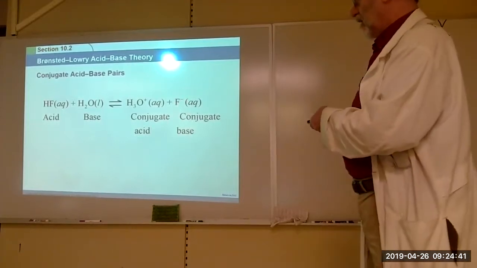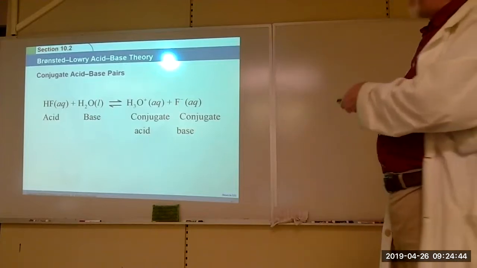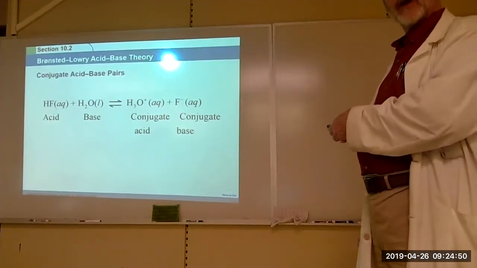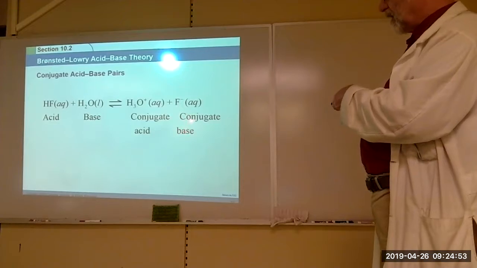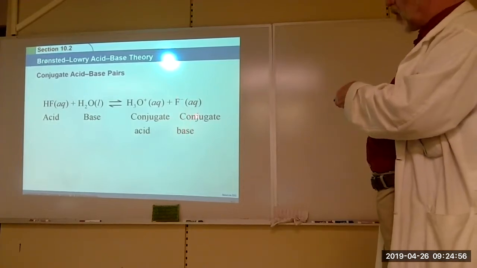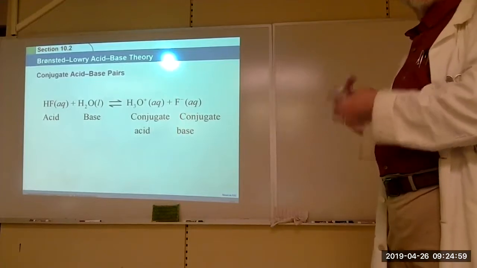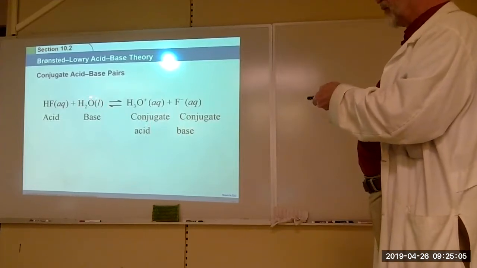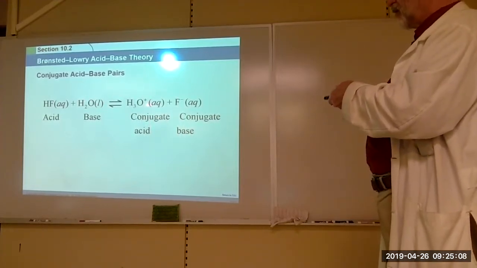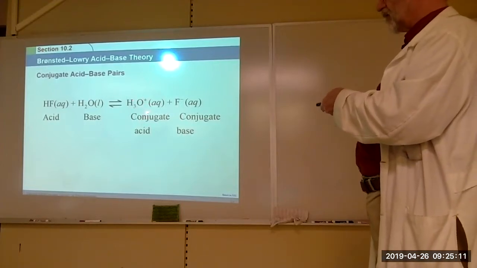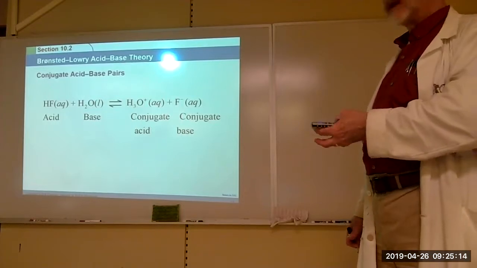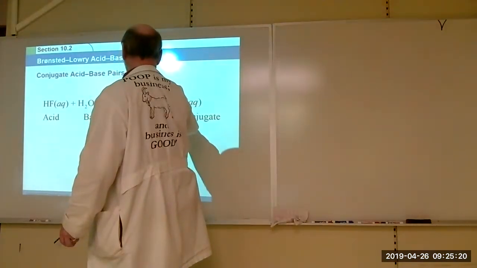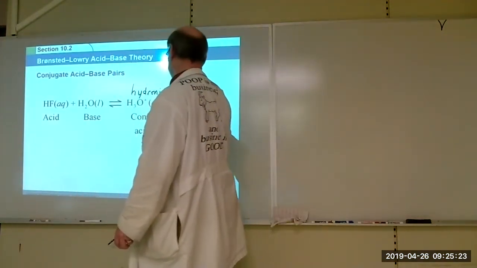Okay? So what do you have after the reaction? Now you have a proton acceptor. The fluoride ion can accept a proton, which makes it a base. But it's derived from this acid, so we call it a conjugate base, because it's a product of the reaction. And the conjugate acid is formed from this base to produce this ion, which is the acid. It can now donate a proton. And this has a name. It's the hydronium ion.